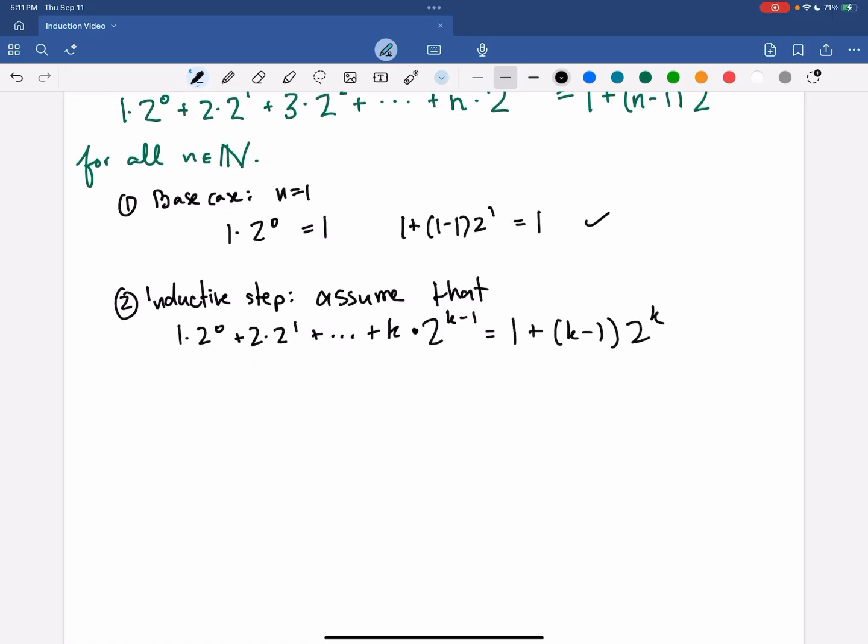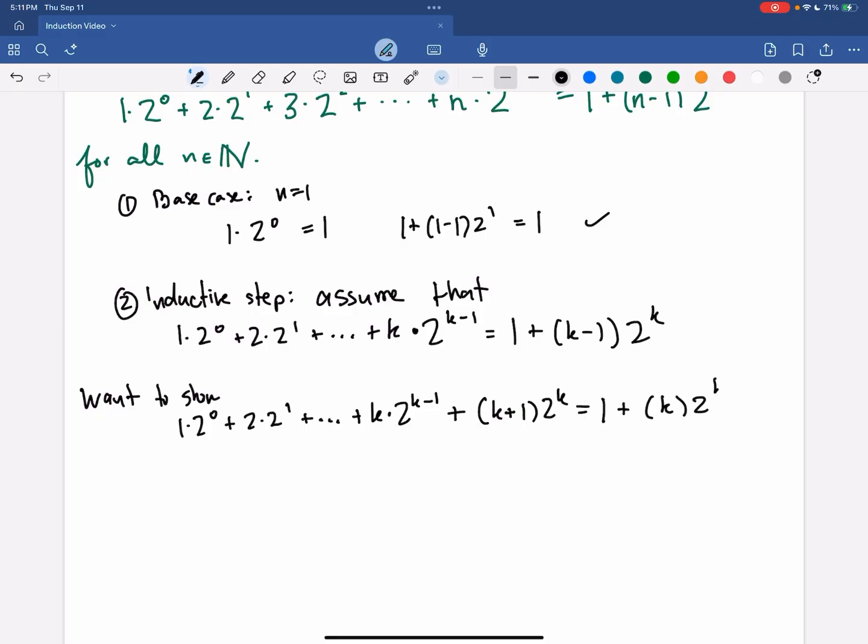Okay, so we've assumed that this is true. We want to show that if we go 1 times 2 to the 0 plus 2 times 2 to the 1 plus dot dot dot plus k times 2 to the k minus 1 plus (k plus 1) times 2 to the k, that should be equal to 1 plus, so k minus 1 plus 1 will just give us k, and then 2 to the k plus 1.